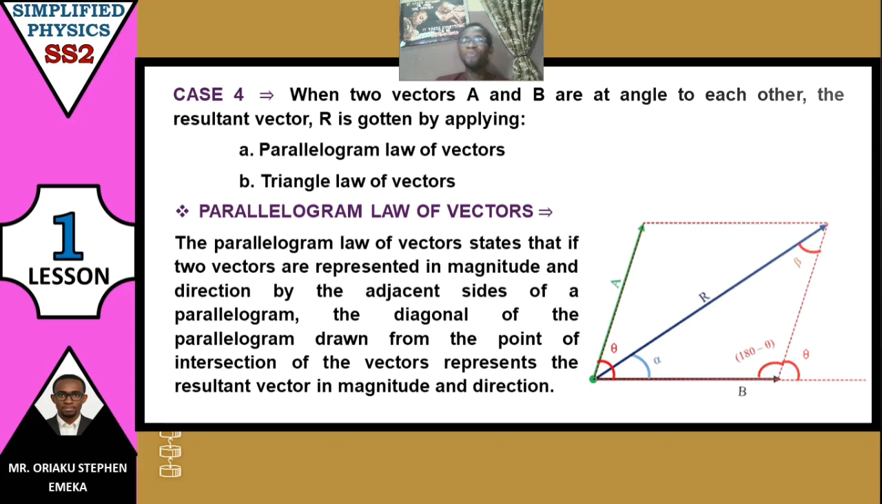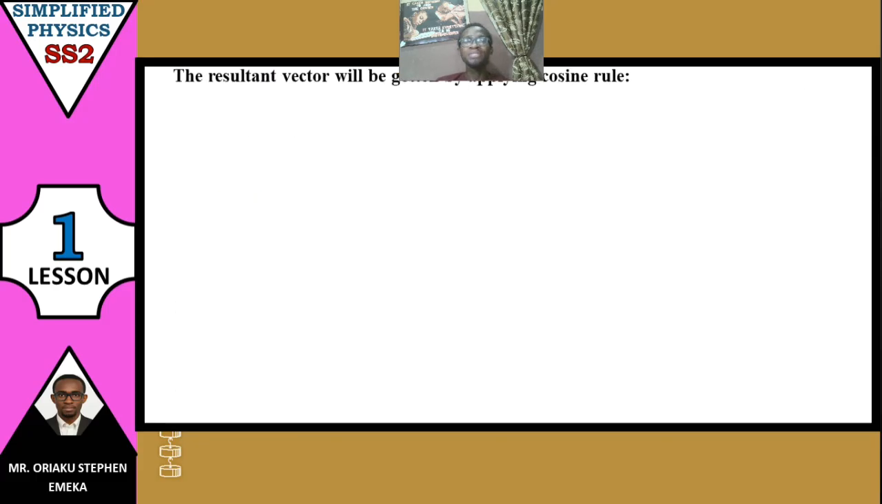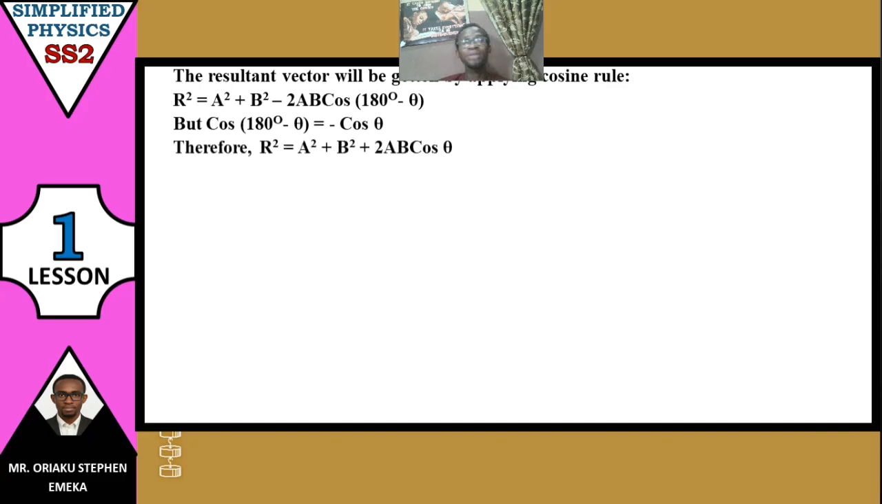So now how do we solve problems on this? To solve problems on this, for the resultant, we are going to make use of what we call the cosine rule, because if you look at that critically, you can see a triangle there. So applying the cosine rule, R squared is going to be A squared plus B squared minus 2AB cos(180 minus theta). But remember, based on mathematics, for the second quadrant, cos(180 minus theta) is equal to minus cos theta. Applying that, R squared gives us A squared plus B squared plus 2AB cos theta. Making it the formula, we square root both sides and we get that.